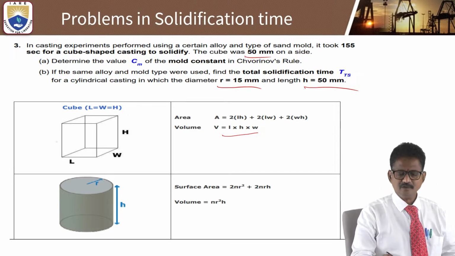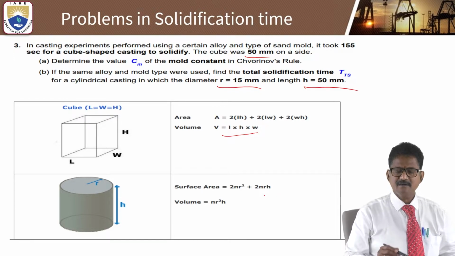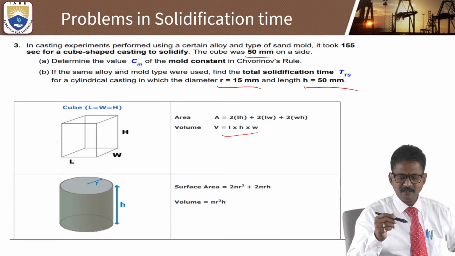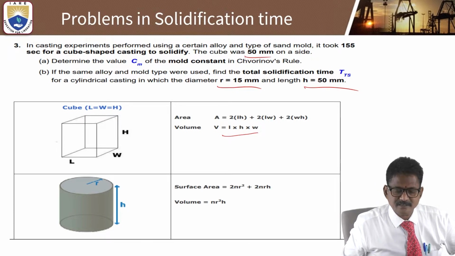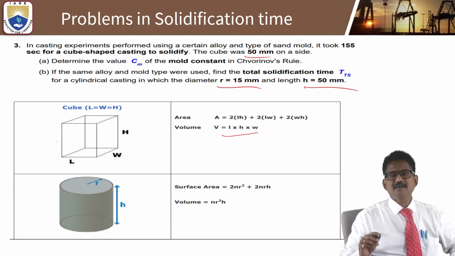Similarly, the surface area of the cylinder is 2 pi r square plus 2 pi r h. The volume of the cylinder is pi r square h. The cylinder volume is pi r square h only.